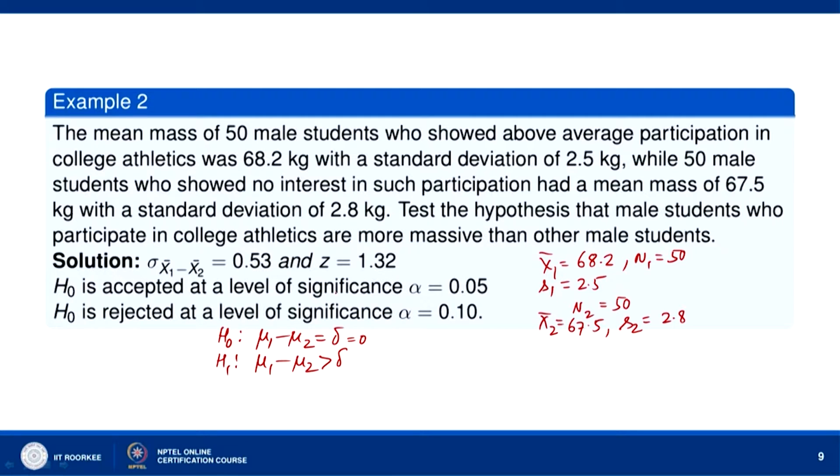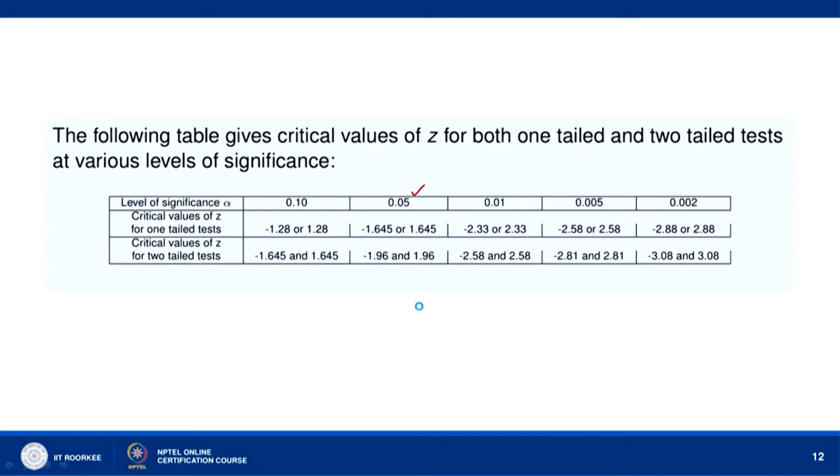Now, alpha is not given to us here, at what level of significance we have to test the hypothesis. So, on our own, let us consider alpha equal to 0.05. Since mu 1 minus mu 2 is greater than delta, we have to apply a right one tail test. In the case of a right one tail test, when alpha is 0.05, the value of Z is 1.645.